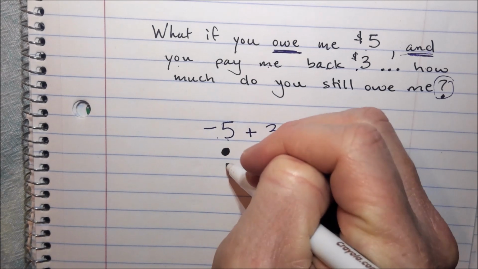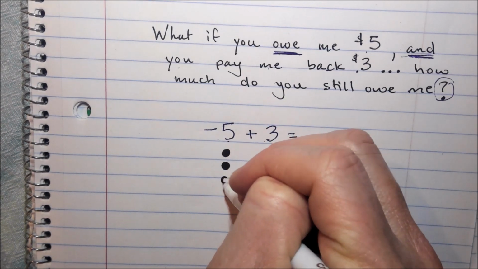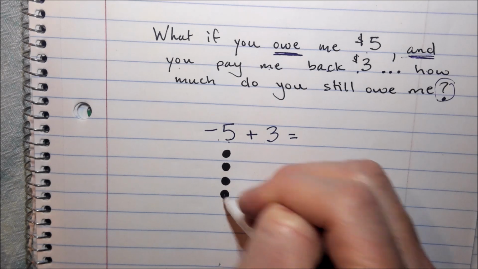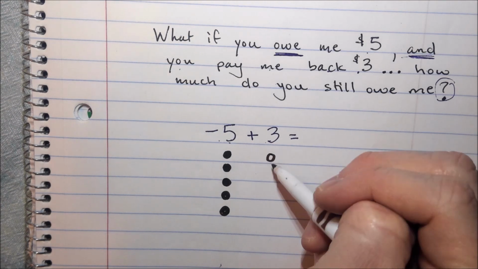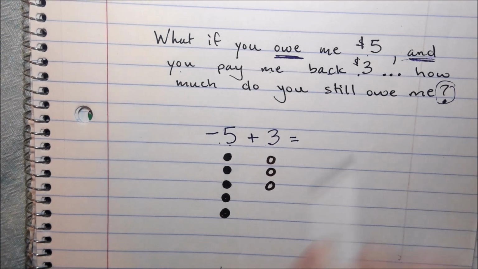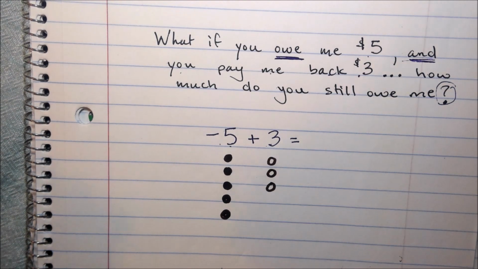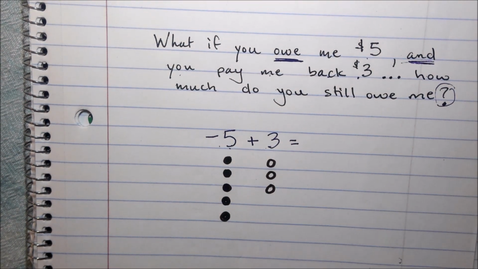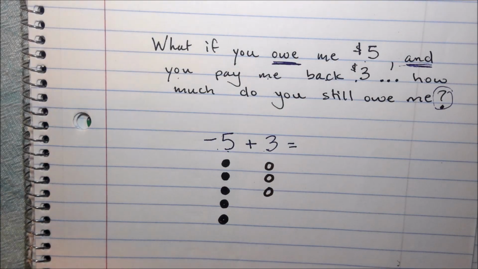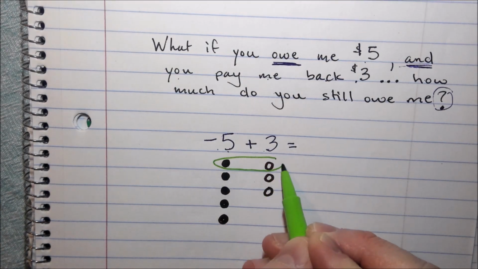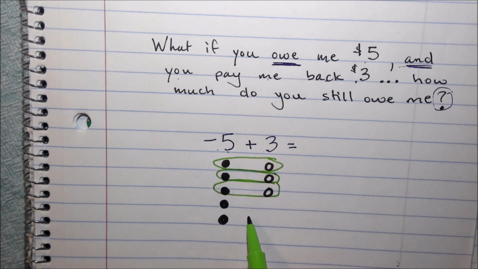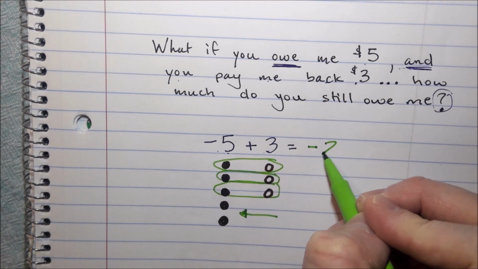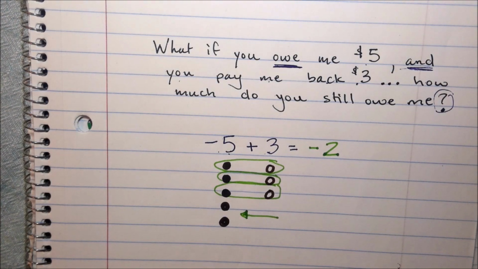I'm going to put 5 negatives, because remember, that's how much you owe me. And I'm going to put 3 positives, because that's what you just paid me back. So I'm like, cool, I appreciate it. Thanks for paying me back some money that you owe me. Now I'm going to figure out how much you still owe me. So I'm going to look at these zero pairs. Those cancel each other out. So do those, and finally, so do those. As I look, how much do you still owe me? Yeah, you still owe me $2. Since you owe me $2, that turns out to be a -2.